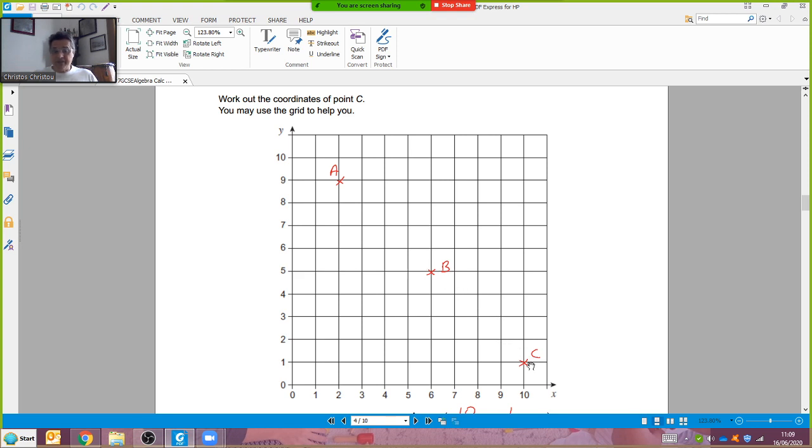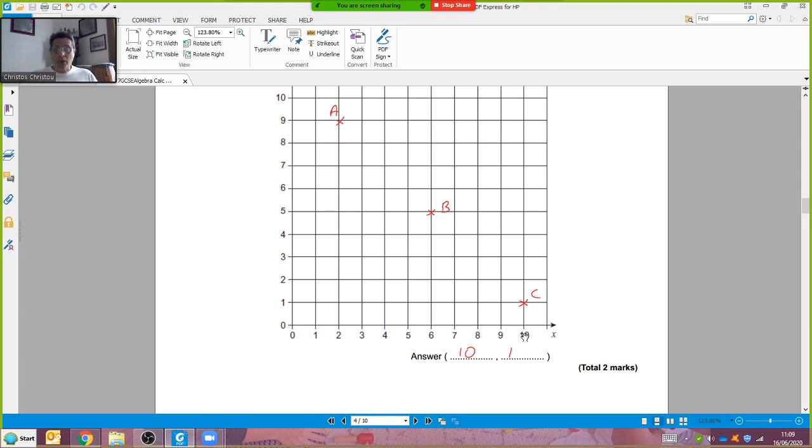Again, you've got to think about it. So if you like, you're going 1, 2, 3, 4 squares diagonally across. 1, 2, 3, 4 squares diagonally across. And if you have that sort of thinking, you get the coordinate of 10, 1. 10 along, 1 up. 2 marks.